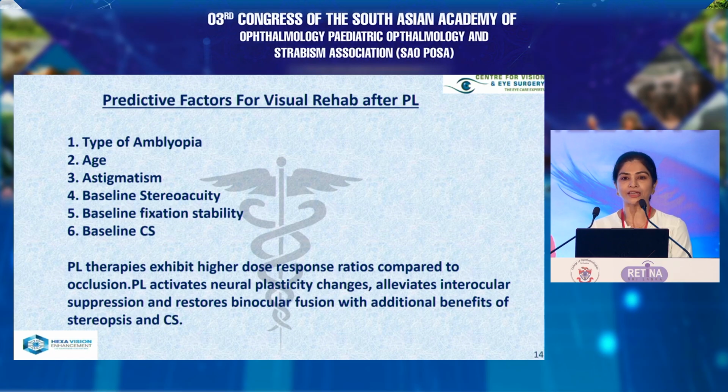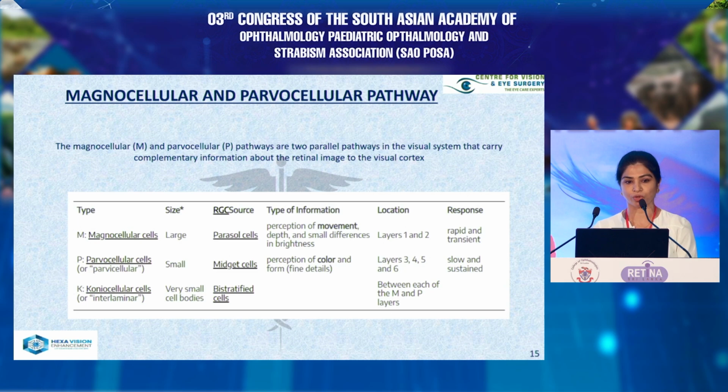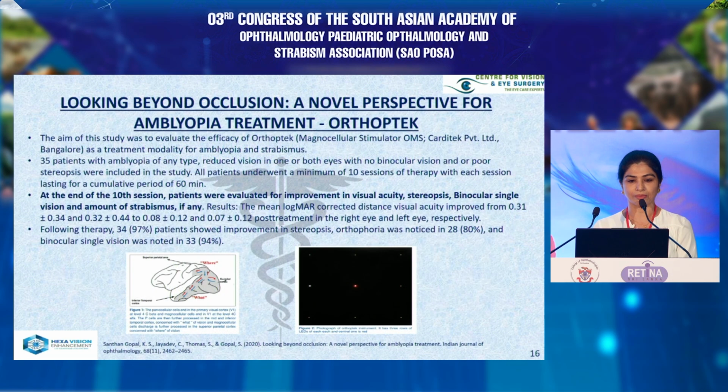Now, what are the predictive factors for visual rehab after PL? Type of amblyopia, age, astigmatism, baseline stereo, fixation stability, and contrast sensitivity. These things are very critical to determine how the patient would improve. So it is really important to document what all we are doing. Then this is beyond occlusion.